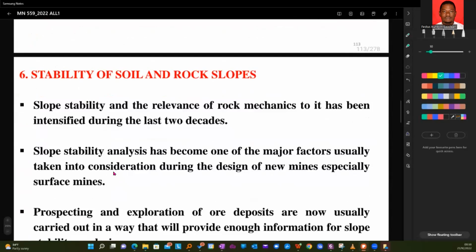And then the next topic would be slope stability, or rock slope stability. And we are not doing that today. We will consider that the next time we meet.